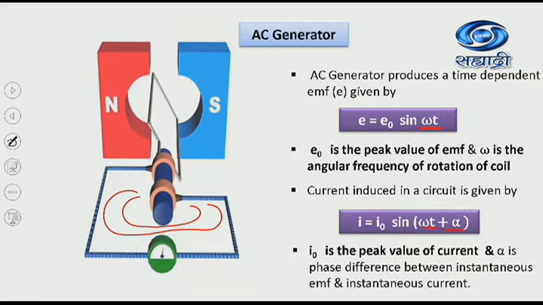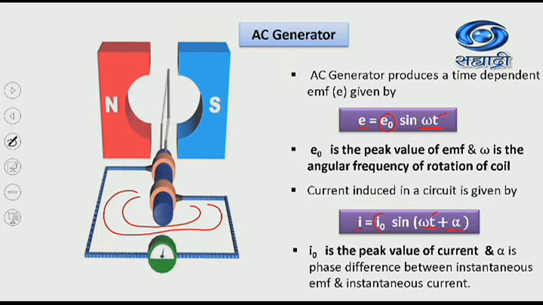Here I₀ is the peak or maximum value of the current, and as I told, α is the phase difference between instantaneous EMF and instantaneous current. Here precisely the word instantaneous is being used because at instant t the current is I. At instant t the EMF is E. So it changes with respect to time, whereas the peak value of the EMF remains constant, that is E₀.